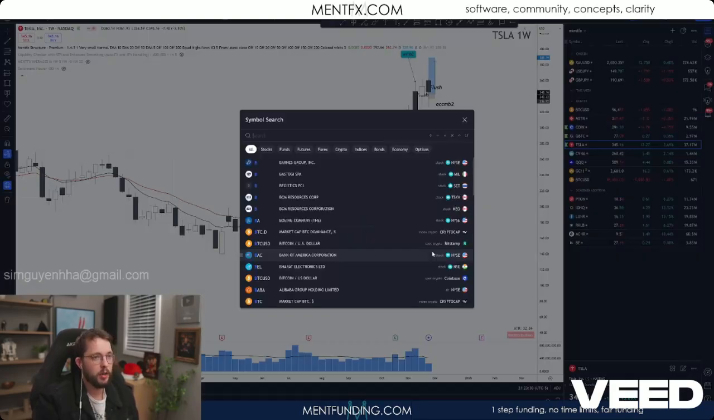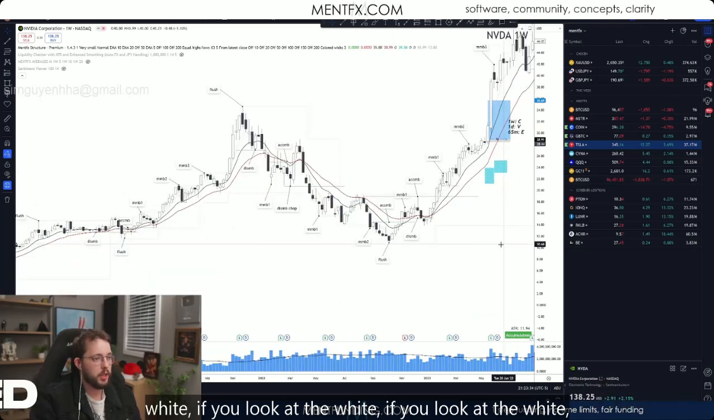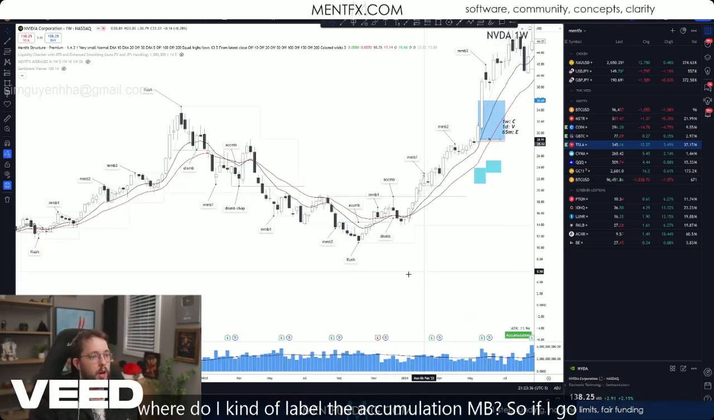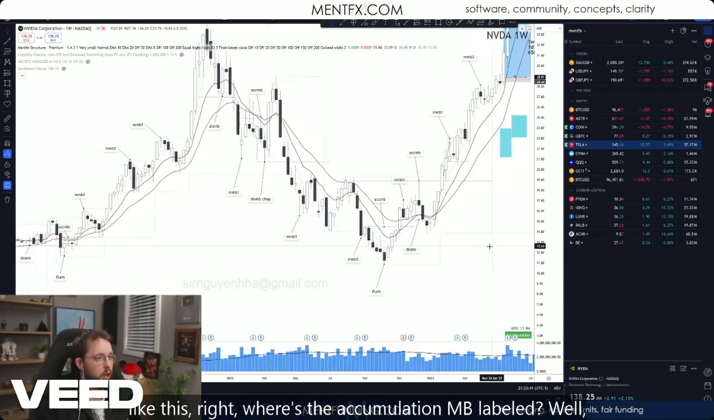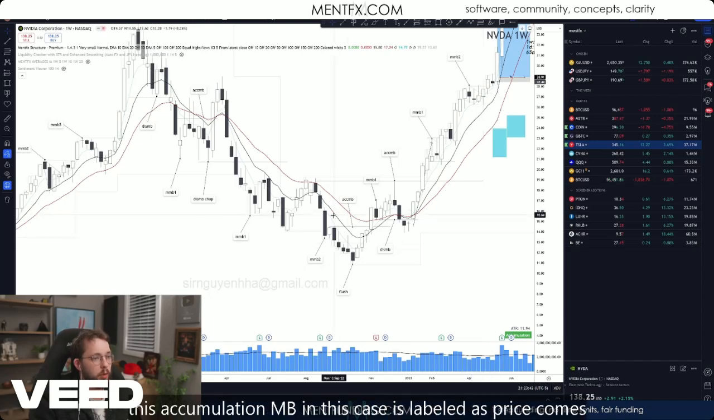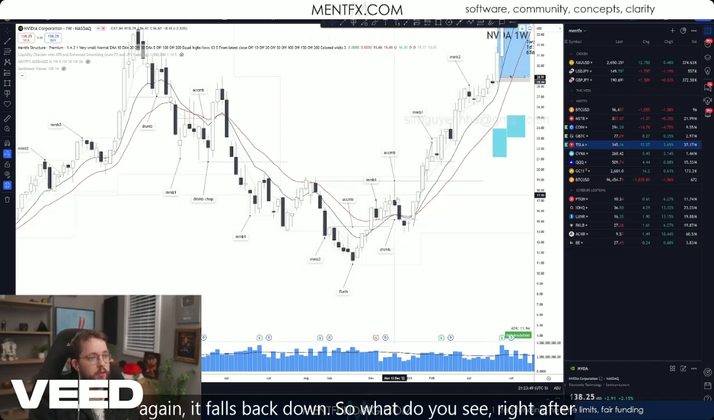And we can look at a number of examples just to make this very, very clear. If I go to NVIDIA, again, same thing. If you look at the white, where do I label the accumulation MBs? So if I go like this, where's the accumulation MB labeled? Well, this accumulation MB in this case is labeled as price comes up and out of a potential stage 1 and overall this. Now, again, it falls back down.